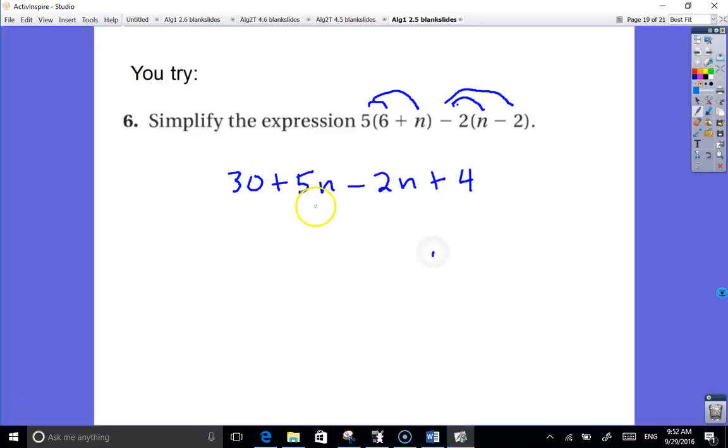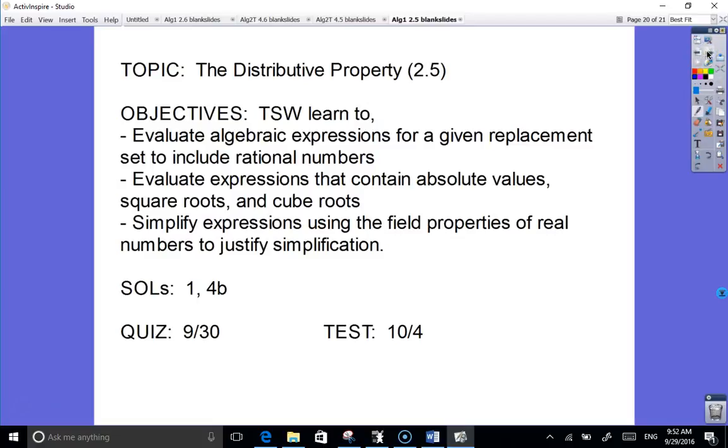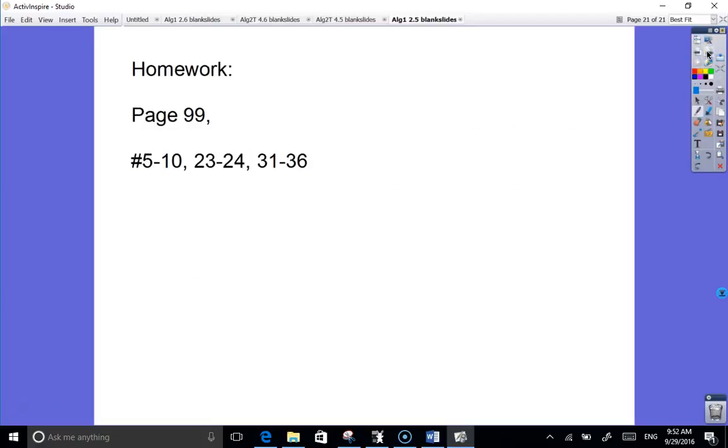5n and 2n, those are like terms. What do you get if you combine them? How many n's is that? It's 3n. Okay, and what do you get? These are the constant terms. 30 plus 4? 34. That's it. So do your homework.